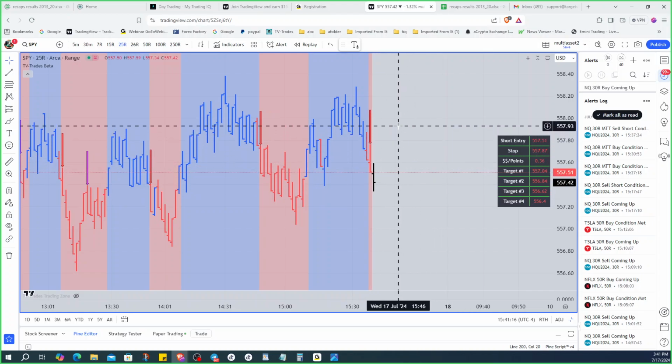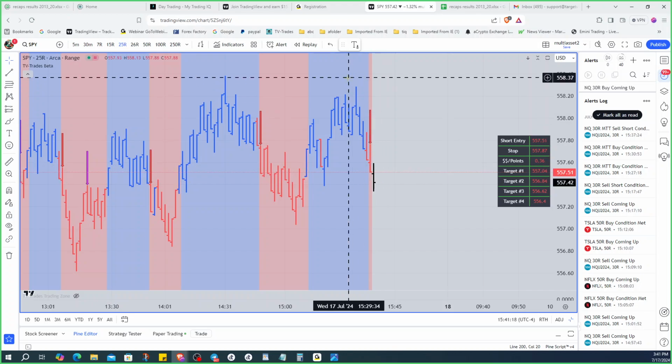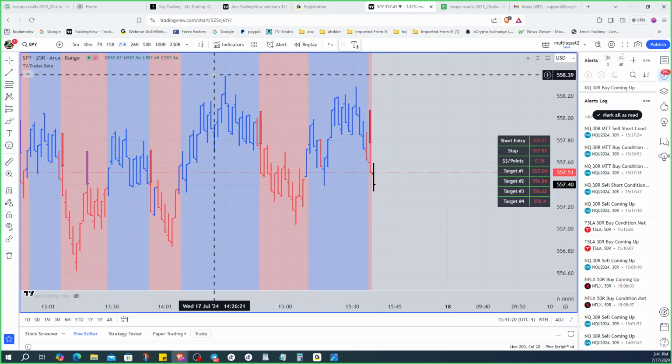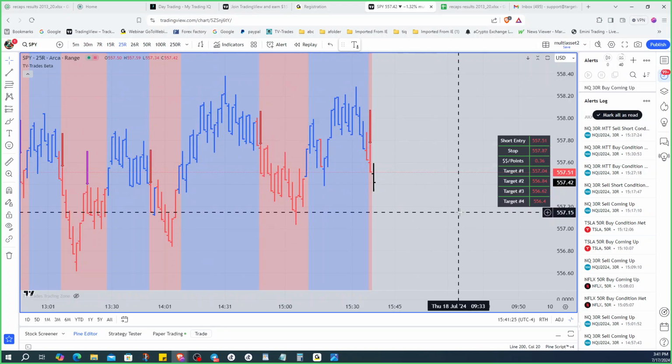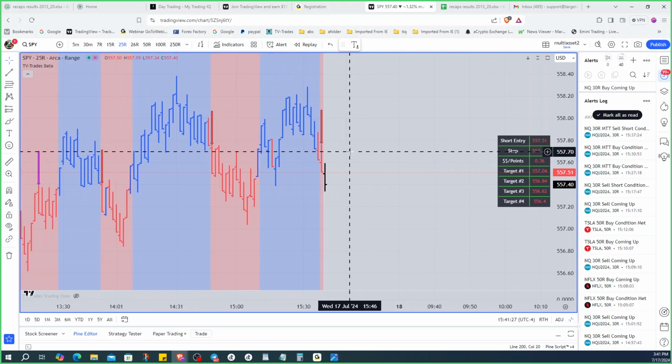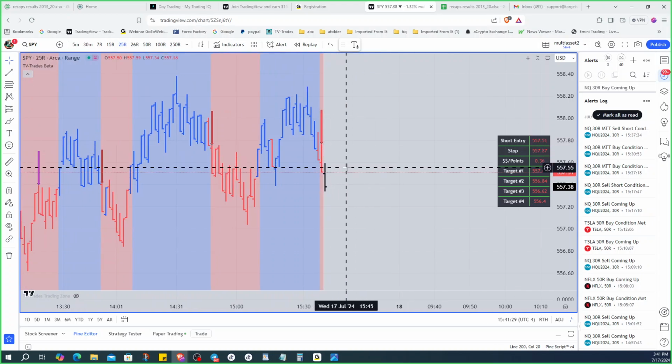And if it pulls back, as long as it doesn't pull back way up above this level over here, where it's a direction change, then I'd stick it out.